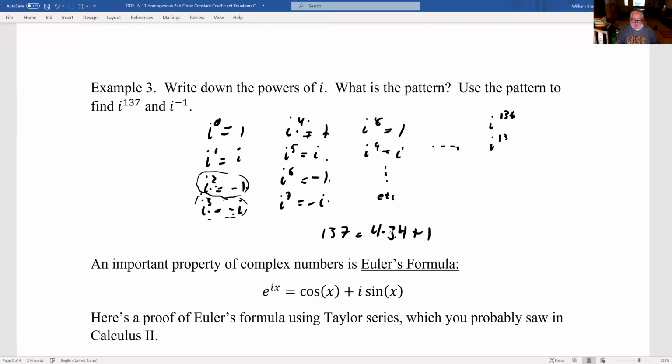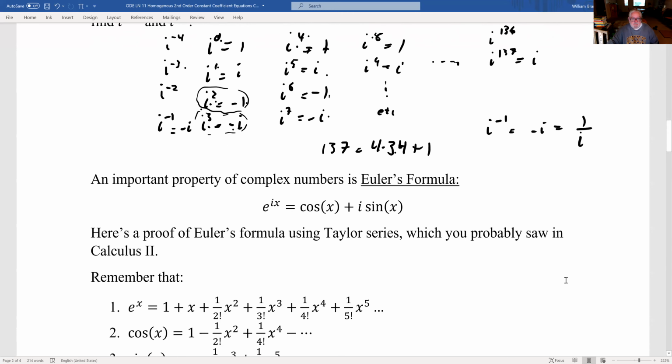Then i to the 137th will be in this row. That equals, i to the minus 1 should be in this row, right? i to the minus 2 here, i to the minus 3, i to the minus 4, minus 4, 0, 4, 8, minus 3, 1, 5, 9. So this is minus i. That's a useful thing to remember because we often get i's in the denominator, and it's a minus i.